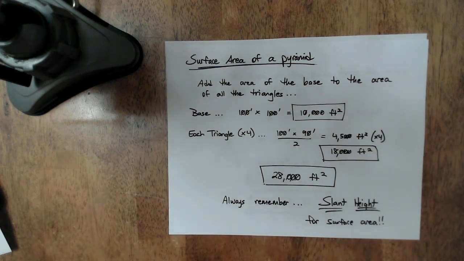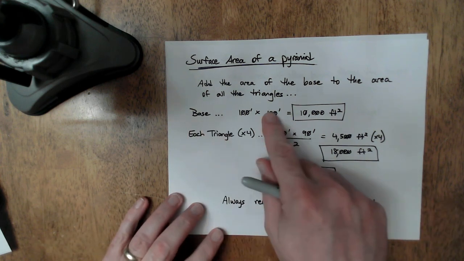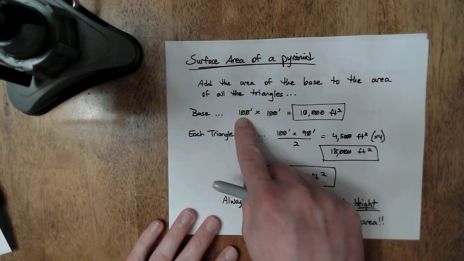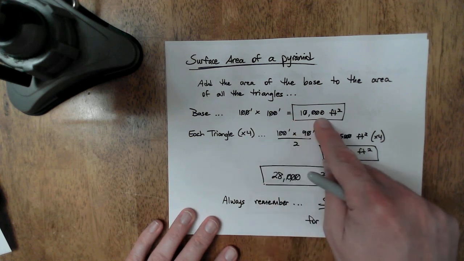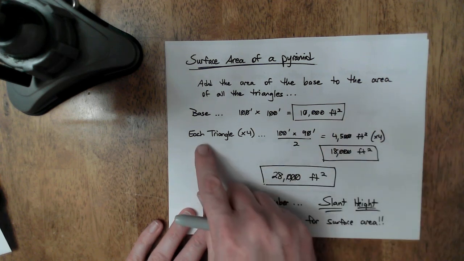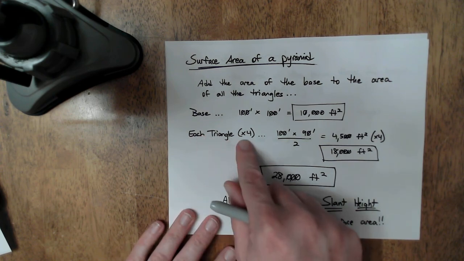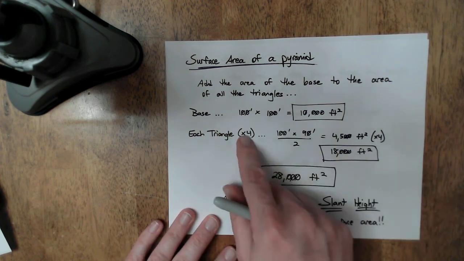It's very similar to what we did with the cereal box and with the other shapes. You just find each component, find its area, and add it to the other components. So the base, if it's 100 feet, then it's 100 times 100 because it's a square, right? And 100 times 100 is 10,000 feet squared. Cool, easy.